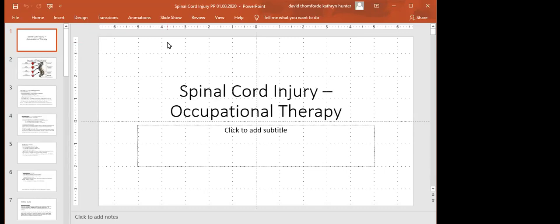We also talked a little bit about types of incomplete injury, because depending on what injury happens, there can be a mixed bag of where the person can have movement or sensation. We talked about medical issues.